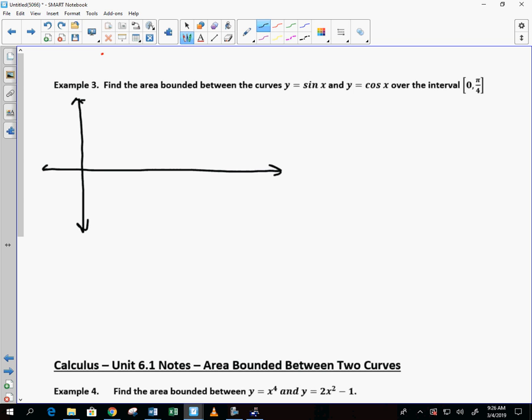So you tell me something about the sine graph and the cosine graph. Let's start with sine. It's a wave, sine starts at 0 and goes up to 1. What's the period? 2 pi. Amplitude 1, and it goes up to 1, down to negative 1. All right.